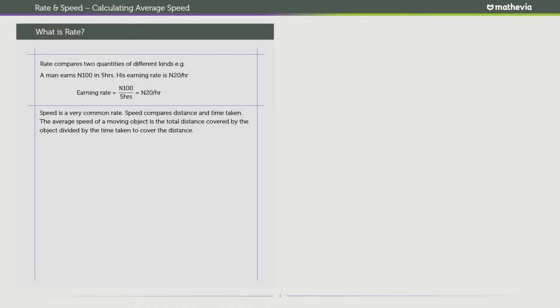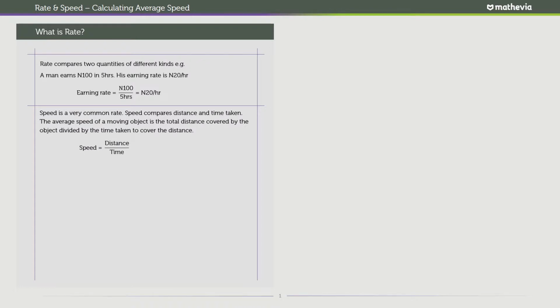Now, the average speed of a moving object is the total distance covered by that object divided by the time taken to cover the distance. So you have an object moving, and let's say this object covers a particular distance in a given time. Let's say it covers 10 kilometers in 2 hours. You're looking to compare 10 kilometers and 2 hours to find the rate at which this body is covering that distance. This rate is how fast the body is moving, which is the average speed of the object.